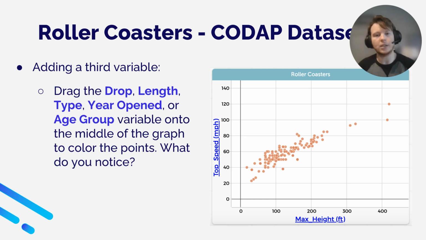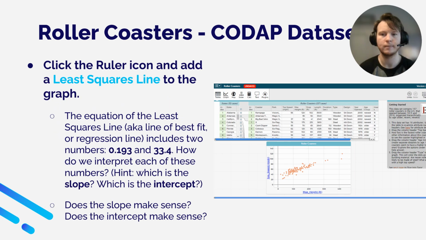Okay, we're going to go back to our roller coasters example and do a couple more things. First, we're going to add a third variable. Students can drag and drop length, type, year opened, or age group variables onto the middle of the graph to color the points. And this should show them a pattern in the data, or in some cases, not much of a pattern. But it is usually pretty interesting to see the distribution of different colors through the graph.